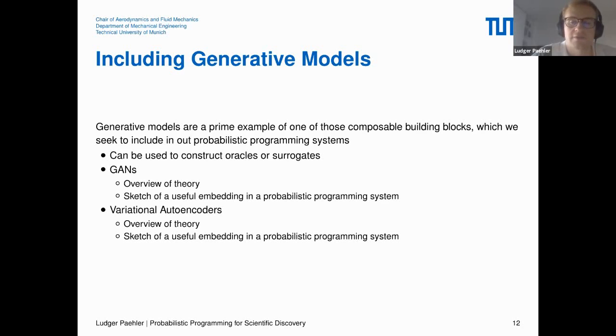Then with the VAE, it's kind of the same again. First, a bit of theory. It's a bit shorter there, especially given that we've already covered variational inference, so there's not a great deal of new ideas. Of course, the variational autoencoder structure, as I will explain, is the main contribution here, but we have already talked about variational inference, so we kind of already have half the rent there. And then again, a sketch of how you can usefully embed those in the POSIX programming system.